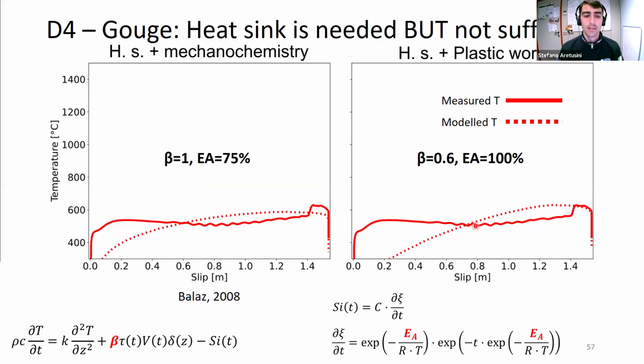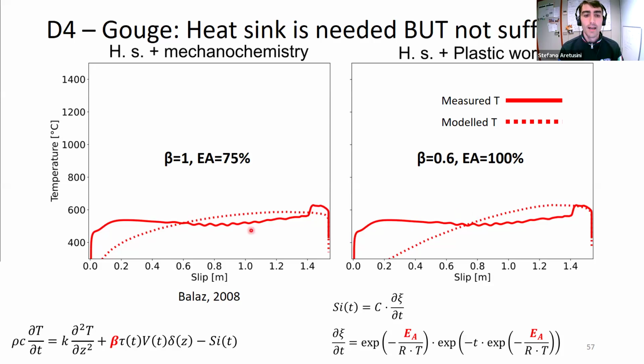But if we start changing the parameters behind the model, for example, by decreasing the activation energy of the carbonation reaction, or by decreasing the amount of frictional work converted into heat, we can see that the two curves start to be more similar, even if I would say that at the very beginning they are not matching. Towards the end, after dynamic weakening, during dynamic slip and dynamic friction values, they become more and more similar.